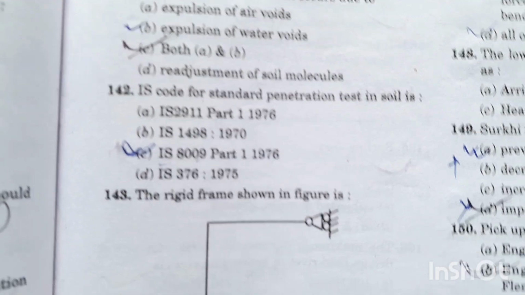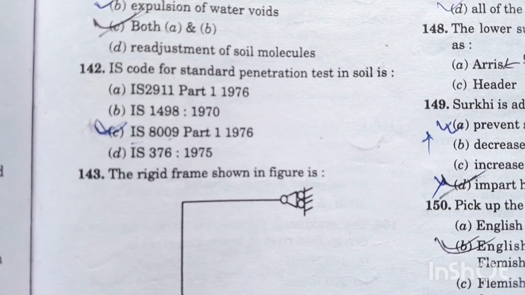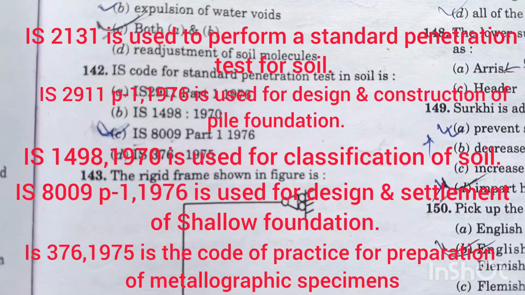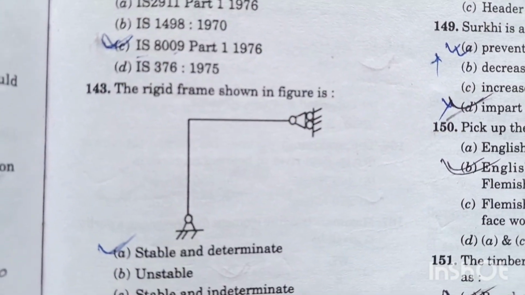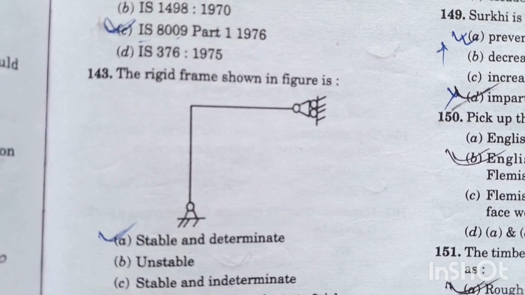Question number 142. IS code for standard penetration test in soil is. Question number 143. The rigid frame shown in the figure is.